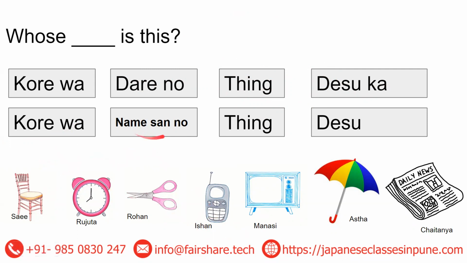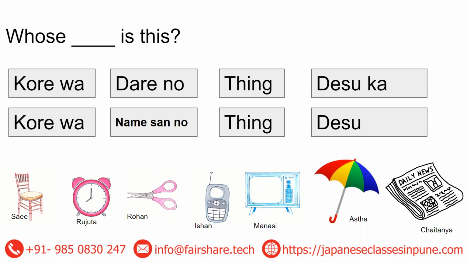Kore wa. Now the name, when I am answering, suppose somebody comes, you come and ask me, okay, so Tejaswini-san, kore wa dare no keitai denwa desu ka? Whose phone is this? And I have to tell you guys that it's Ishan's phone. What do I say? I say kore wa Ishan-san no, okay, Ishan-san no keitai denwa desu.